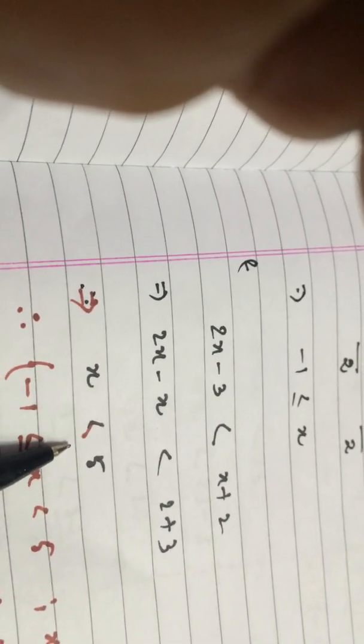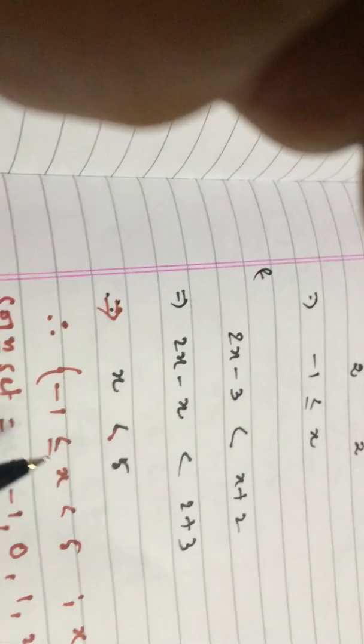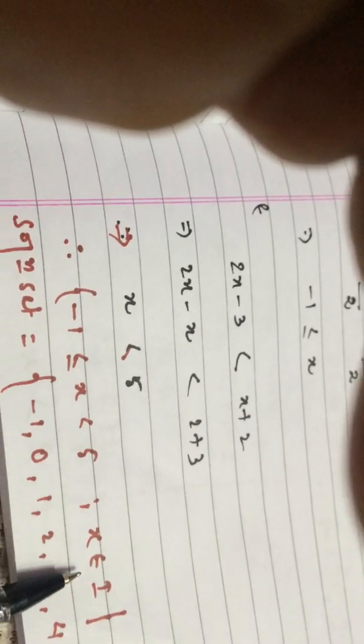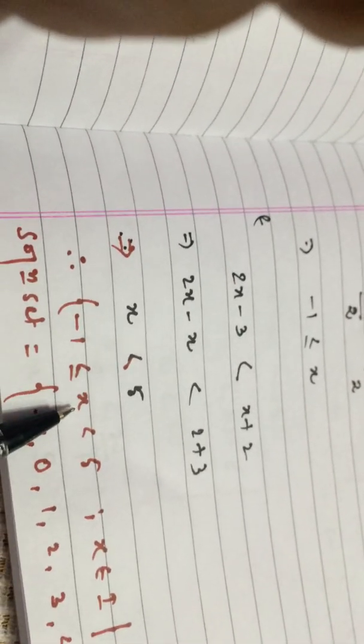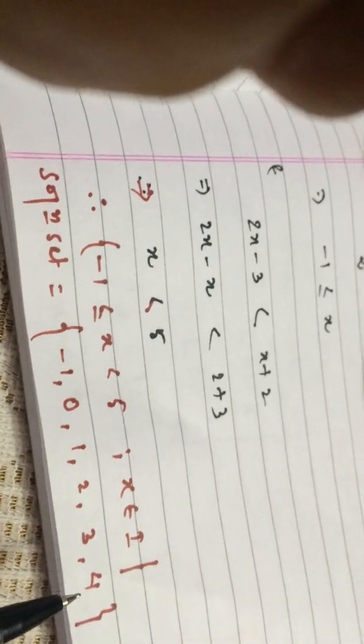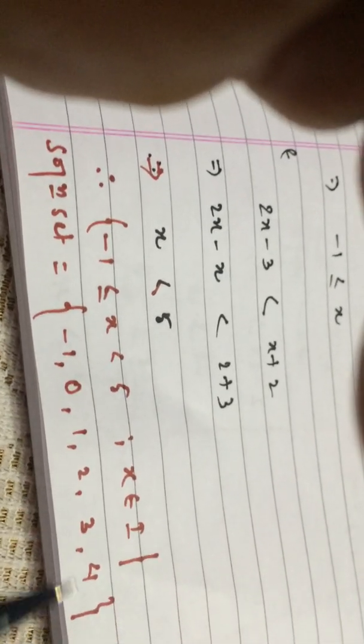So the solution of the two inequations is minus 1 is less than or equal to x and x is less than 5, and x belongs to integers. So the value of x should be greater than or equal to minus 1, but it should be less than 5, it means up to 4. So the solution set will be minus 1, 0, 1, 2, 3, 4.